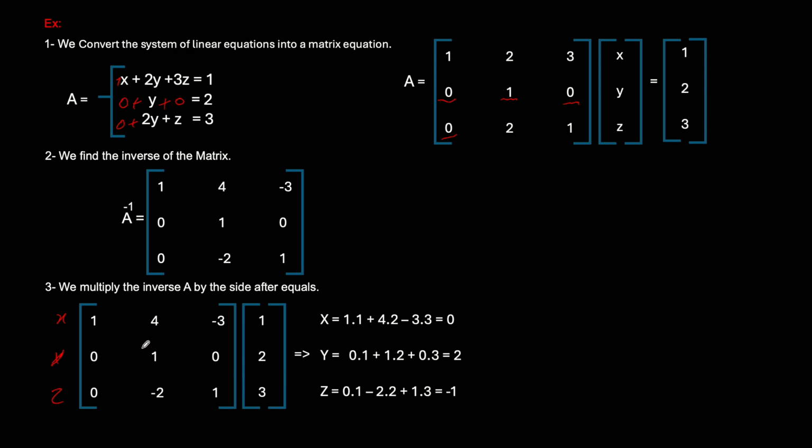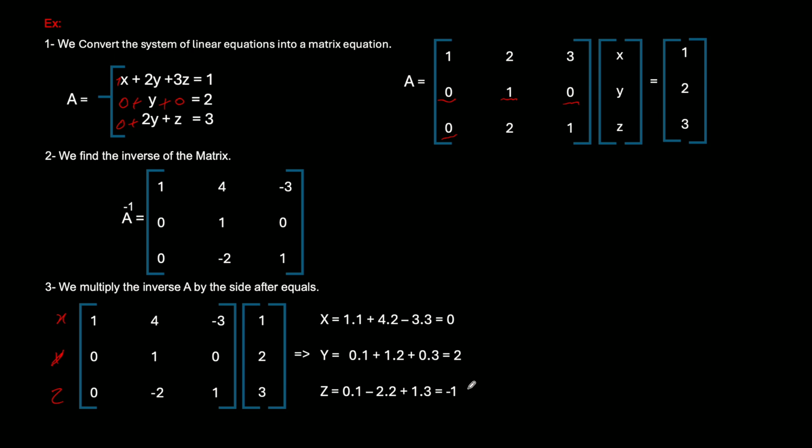Then for y, y is equal to 0 multiplied by 1, plus 1 multiplied by 2, plus 0 multiplied by 3, which is equal to 2. The final one is z: 0 multiplied by 1, minus 2 multiplied by 2, and finally 1 multiplied by 3. I think it is now really clear for you. Finally, this is equal to minus 1.